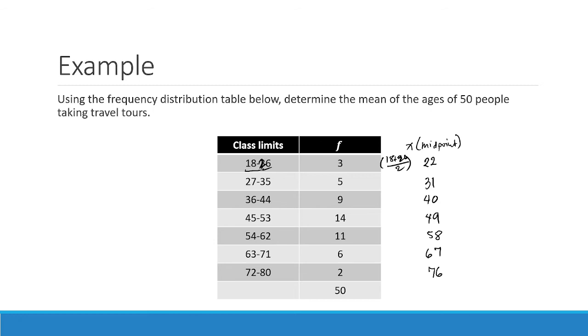Okay, now that you got your midpoints, what we can do here is just multiply the frequency to the midpoint. So, we have here 3 times 22, that will be 66. Okay, then we have there 5 times 31, that should be 155. Tama ba? 31 times 5, 155. Then we have here 40 times 9, that should be 360. I'm not mistaken. Ito, mahirap-hirap na.